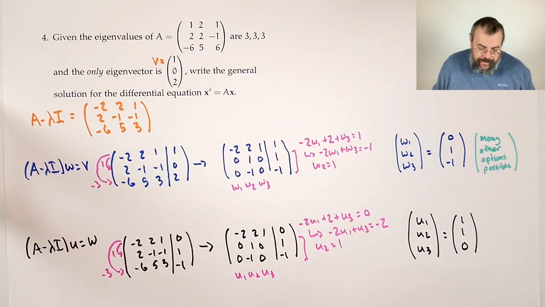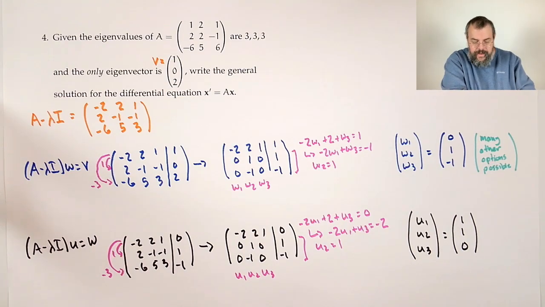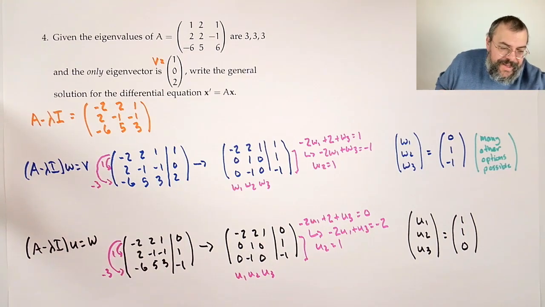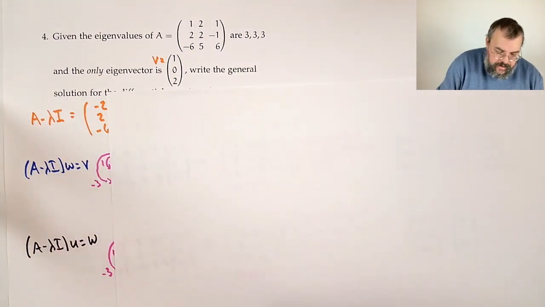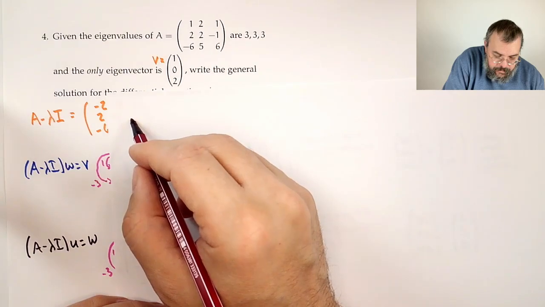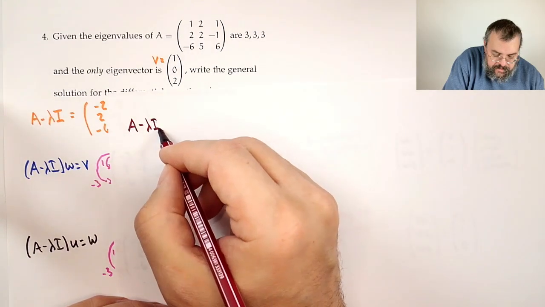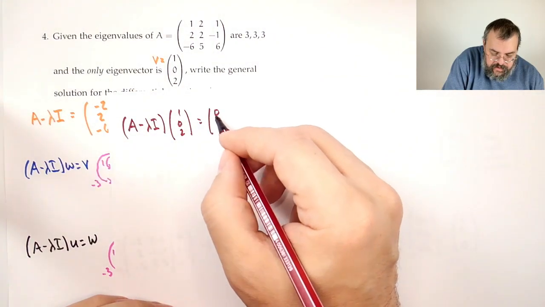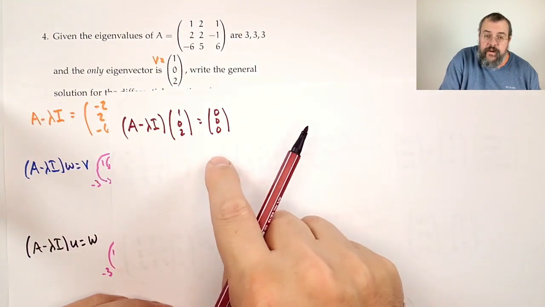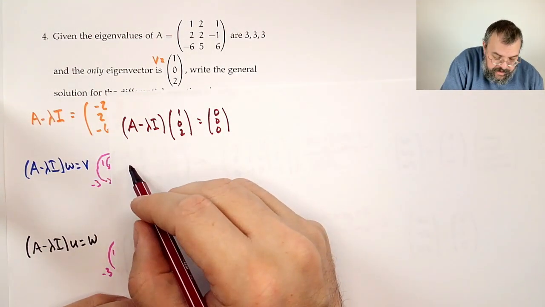All right. Well, fantastic. And now you're like, okay, well, what does all of this mean? Well, this all means I probably need to grab another piece of paper because we still have to write down the answer. Okay, so let's recap what we have on this new piece of paper. We could write it this way, A minus lambda I times 1, 0, 2 equals 0, 0, 0. This is where we started. That's our eigenvector. That's what it means to be an eigenvector.